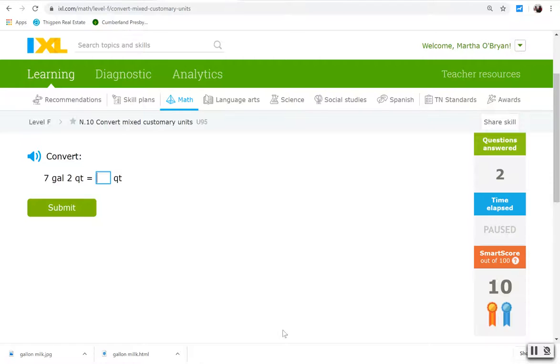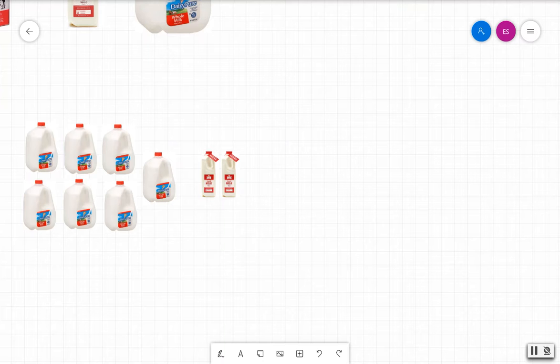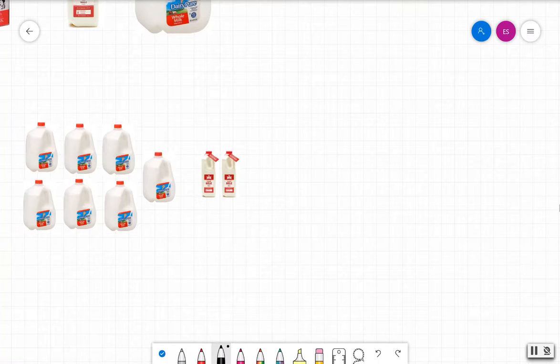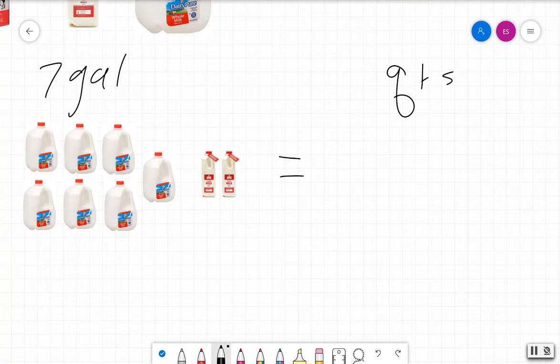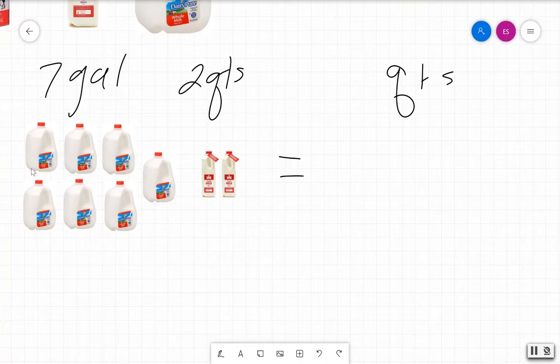In the case of this problem, we have 7 gallons and 2 quarts. So I've got 7 gallons here and 2 quarts. And now I need to figure out how many quarts I have. So I'm starting with 7 gallons and 2 quarts, and I'm just going to take that and go into quarts. So if there are 4 quarts for every gallon, that means that it's going to end up being a lot of quarts. So for each one of these gallon jugs, I'm actually going to be multiplying by 4.